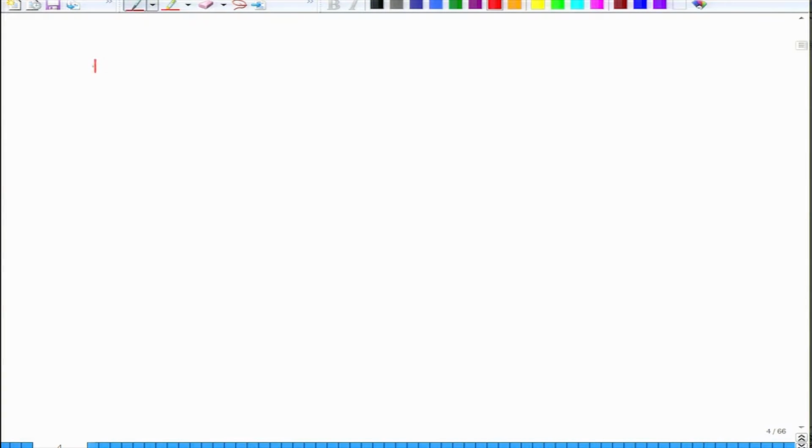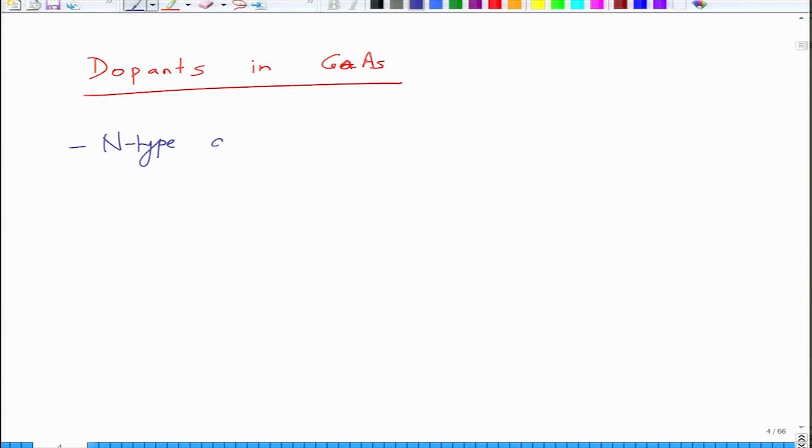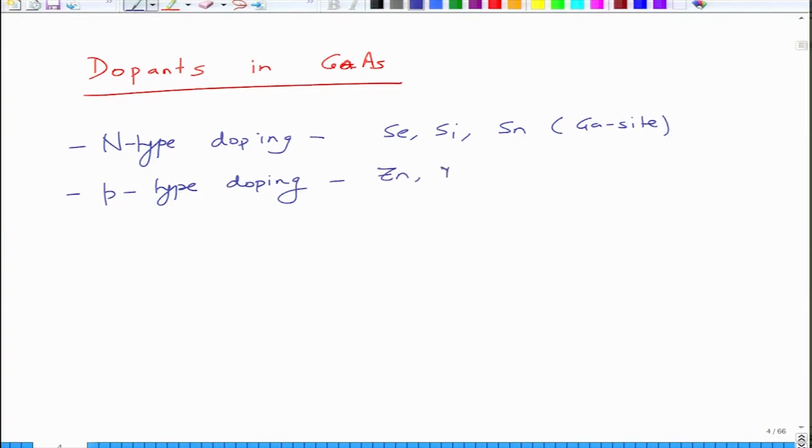The typical dopants in gallium arsenide: for n-type doping we use selenium, silicon and tin, which go to the gallium sites, and for p-type doping we generally use zinc, magnesium and carbon, which go to the arsenic sites. The band gap, as we said, is tuned in this fashion.